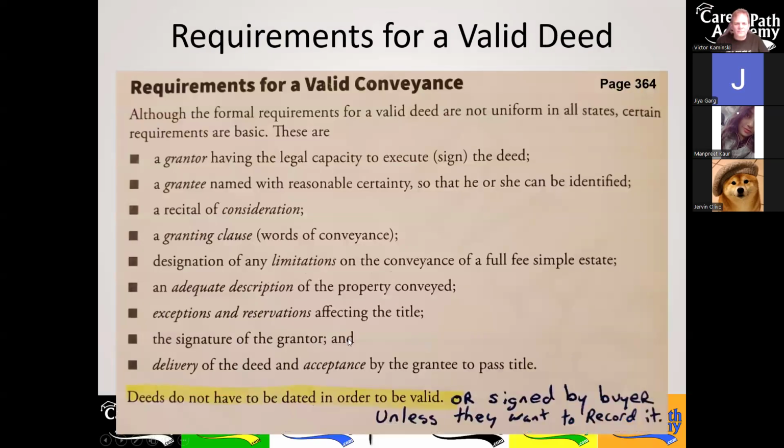So these are the requirements for a valid conveyance. All that same stuff that I just went over on the previous slide, with a little bit of an explanation, though. You can highlight here: deeds do not need to be dated in order to be valid, and then right there, or signed by the buyer unless they want to record it.